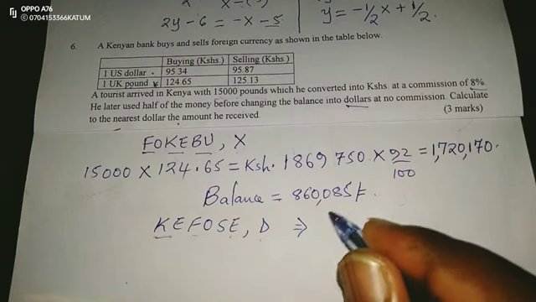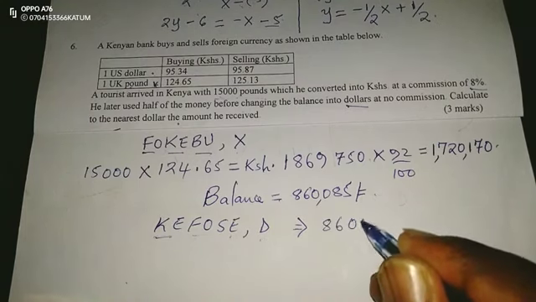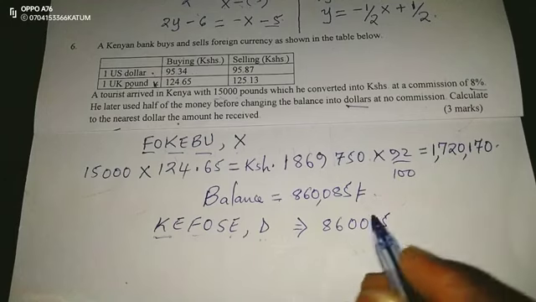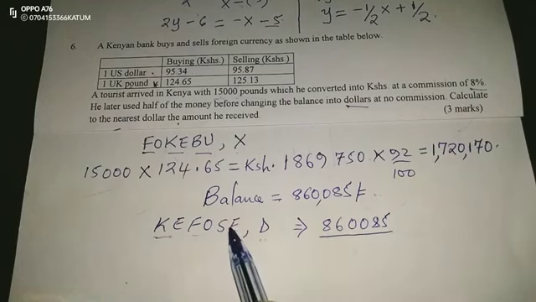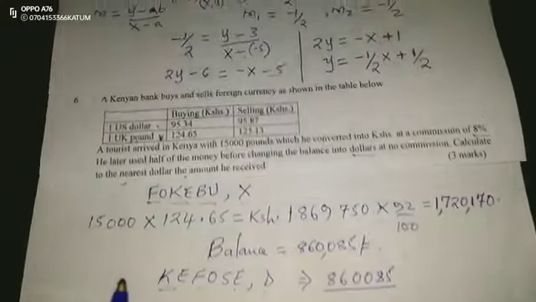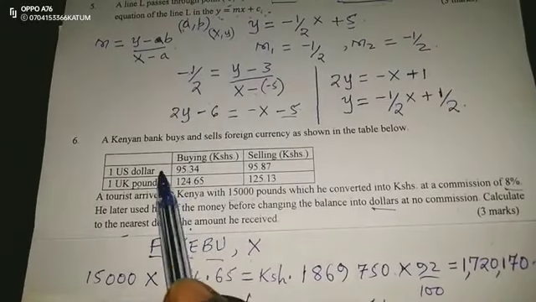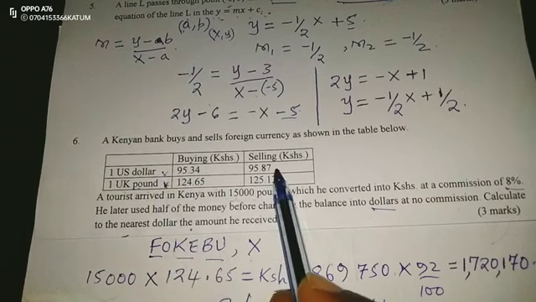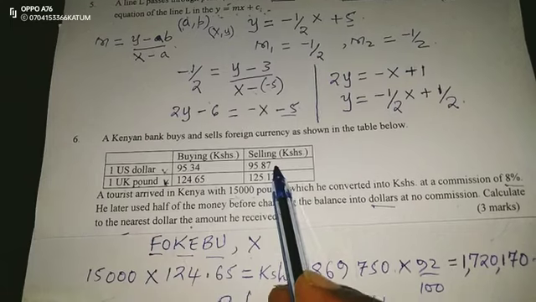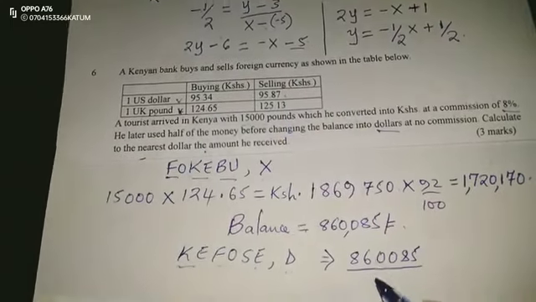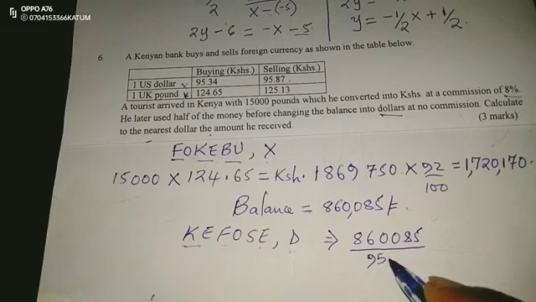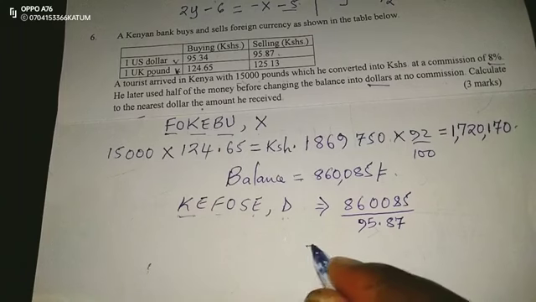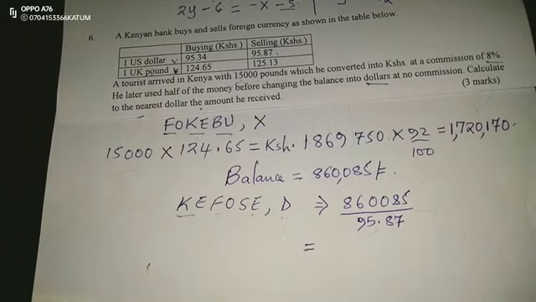So KEFOSED means Kenya currency to foreign currency, selling column, and we divide. So the Kenyan currency is 860,085. We divide by the amount in the selling column for that given currency. So we are converting to dollars. Therefore, we go to the dollars column, which is here, and we divide the amount we are having with the figure in the selling column, 95.87. Remember, this is happening at no commission, so he's going to get all these US dollars.